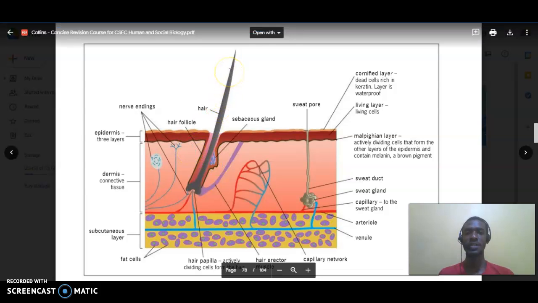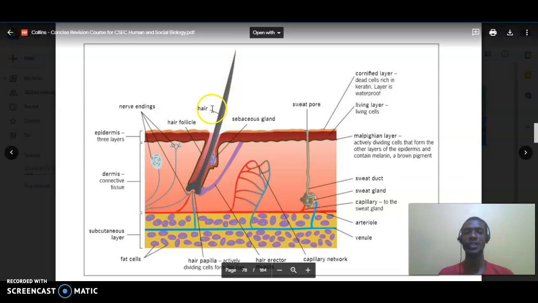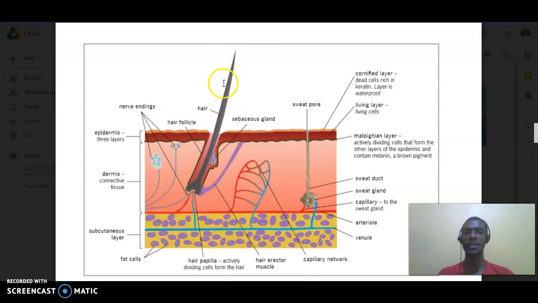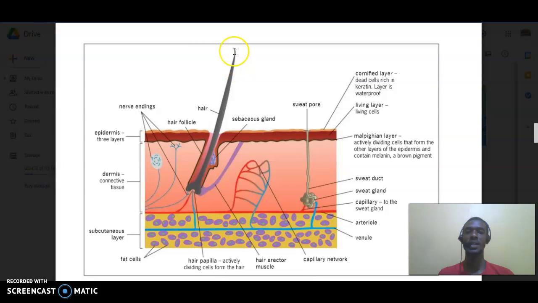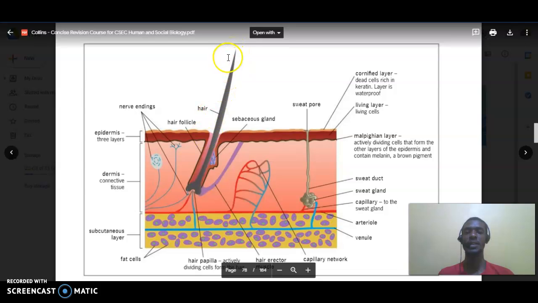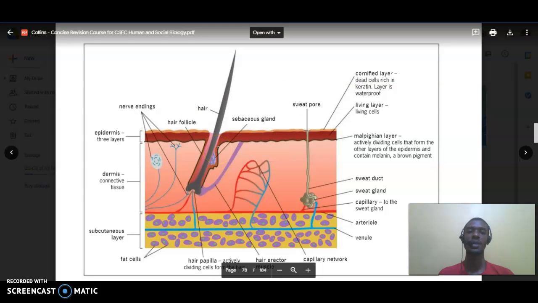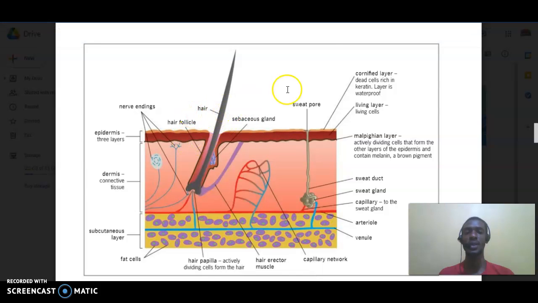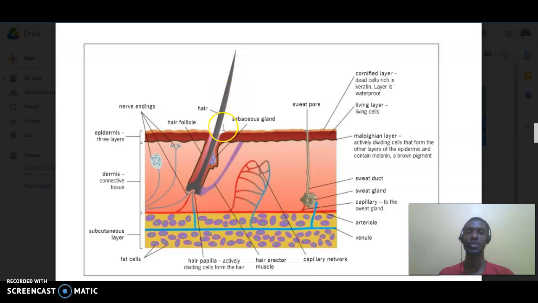Now, this is what we call a hair follicle, and it is controlled by a muscle that is attached within the skin, and the function of this muscle is to raise the hair follicle. So sometimes you'll see your hair lying down, or it is upright. When it is upright, it functions by trapping a layer of warm air around your skin to keep you warm. So even the hair follicles help in maintaining temperature. When it is down, we allow for more warm air to escape, and so it would reduce the temperature.